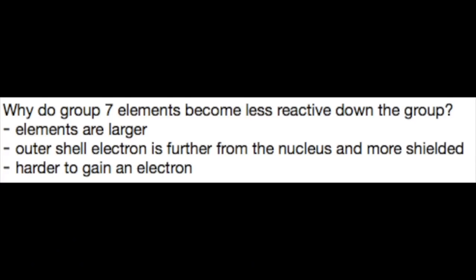We can actually explain why using the same argument as with the group 1 elements. The reason it becomes less reactive as you go down the group is because the elements are larger, they have more shells of electrons. The outer shell electrons are more shielded, and therefore that means it is harder to gain that 8th electron, because remember, with group 7, they'll choose to gain an electron to become full rather than losing 7, because it's much easier to gain 1 than lose 7.